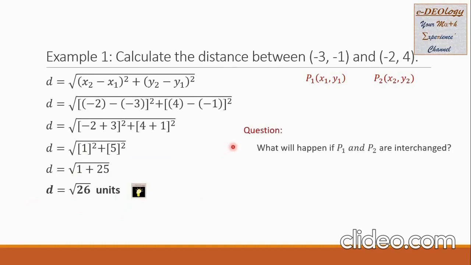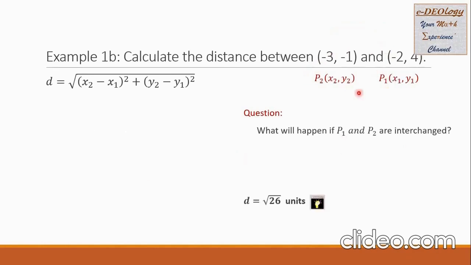There is a question here. What will happen if the p sub 1 and p sub 2 are interchanged? It means, can we use the first point to be p sub 2 and the second point to be p sub 1? Let us solve that one. So I put here the first point to be the p sub 2 and the second point here to be p sub 1. Let us solve using our distance formula.